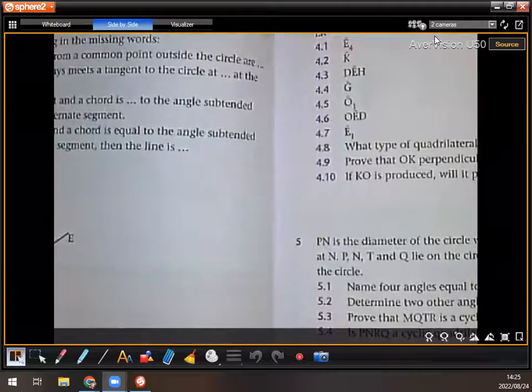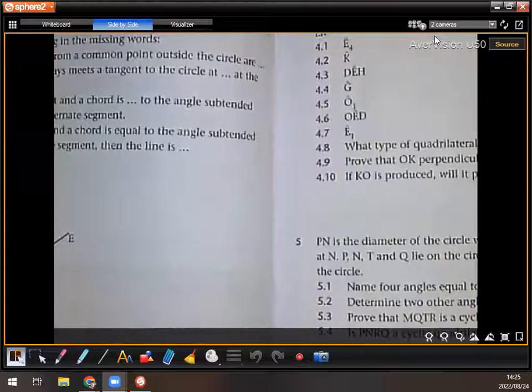I think we can find T first. So T is an angle between the tangent and the chord of that whole thing. That's the big circle. So C is going to be 54, because it's in the big circle, right?